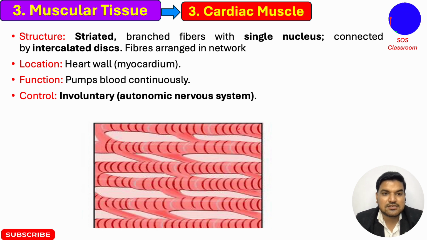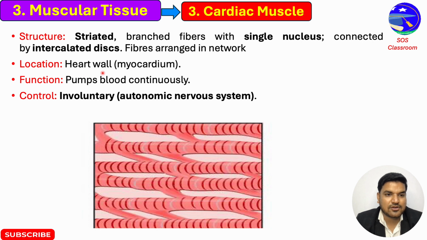So these cardiac muscle cells are branched and have a single nucleus. Single nucleus means it is uninucleated, and the cells are connected by intercalated discs and fibers arranged in networks. So in the skeletal system, fiber is arranged in a bundle; in smooth muscle cells, fiber is arranged in a sheet; and in cardiac muscles, fiber is arranged in a network. So cardiac muscles are only present in the heart, in the myocardium layer.